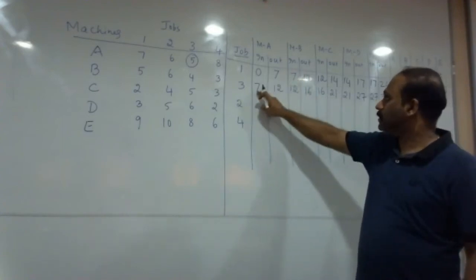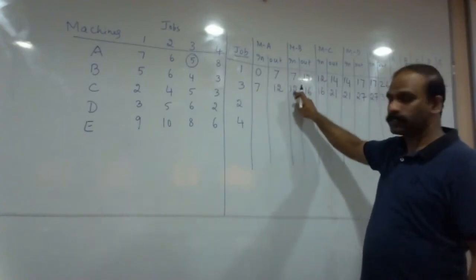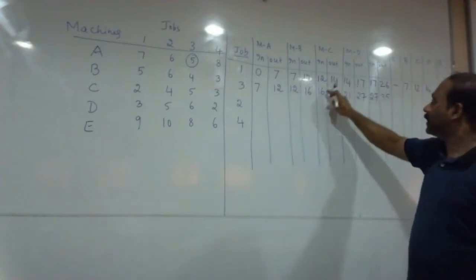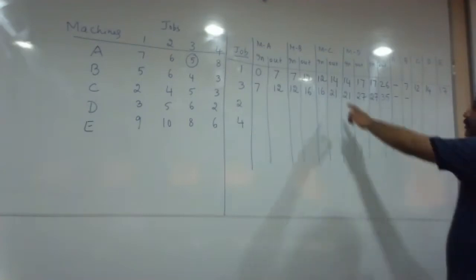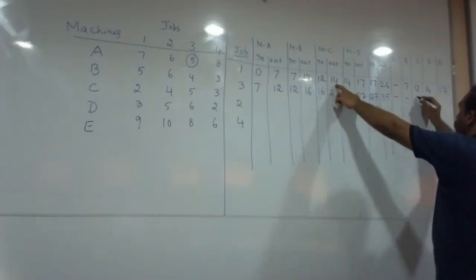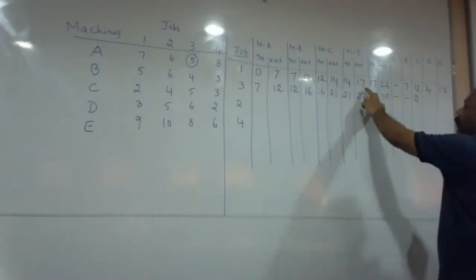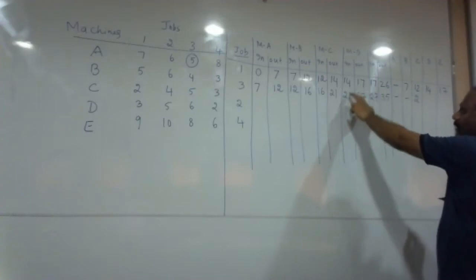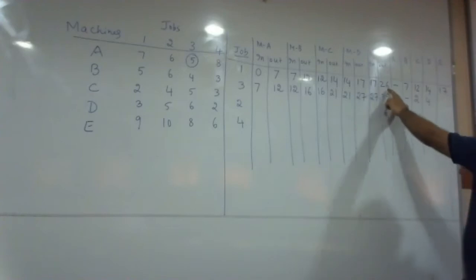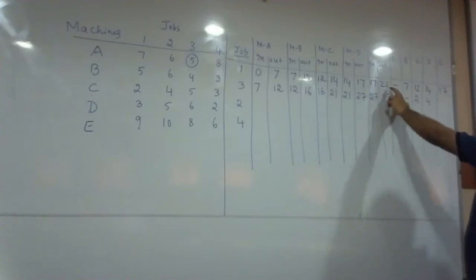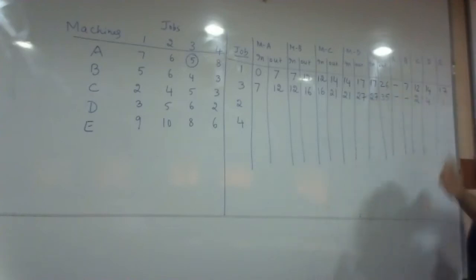So 7 minus 7, 0. 12 minus 12, 0. 14 and 16. So the first 2 machines have no idle time. For machine C, you can see there is an idle time of 2. When you come to machine D, 17 and 21. Therefore, the idle time becomes 4. And for the last machine, 26 and 27, the idle time becomes 1.